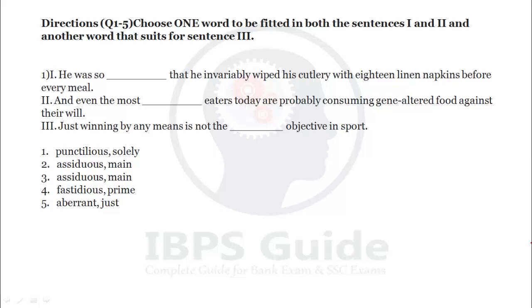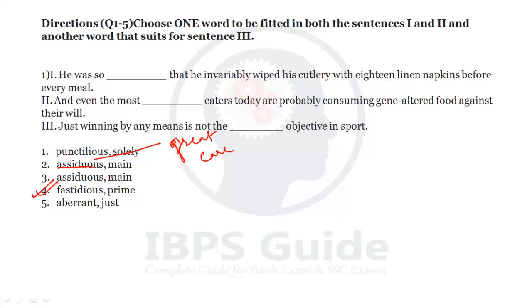Assiduous means showing great care. But showing off is not what we need here. Actually he is a very careful person, so that's why he invariably wiped his cutlery with 18 linen napkins before every meal. A very careful person we call a fastidious person. He is so fastidious that he invariably wiped his cutlery with 18 linen napkins before every meal.